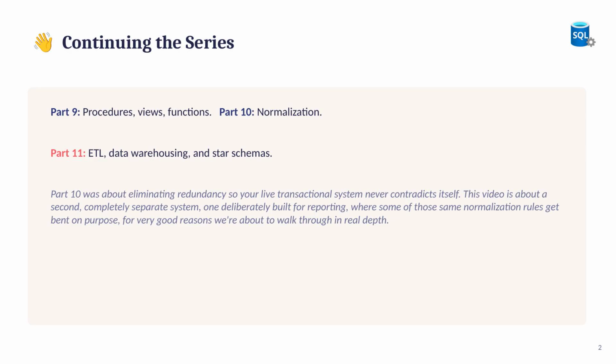Quick recap. Part 9 was procedures, views, and functions. Part 10 was normalization. Part 11, ETL, data warehousing, and star schemas. Everything in Part 10 was about making sure a live transactional system stays correct under constant inserts, updates, and deletes.